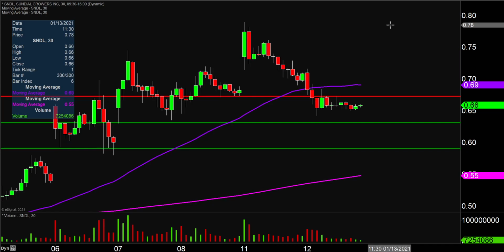As right now, I would still just consider this a pullback. Yeah, it's a little bit deeper pullback than what some people would want, but overall, it's still got plenty of opportunity to chip away and build a higher base. So let's see how this one continues to play out moving forward.